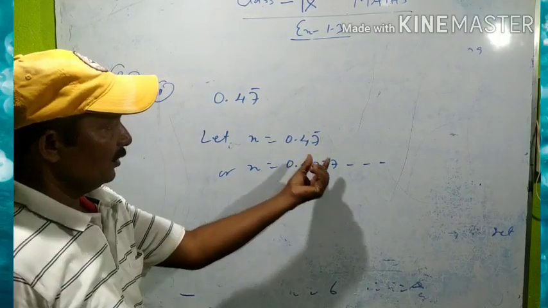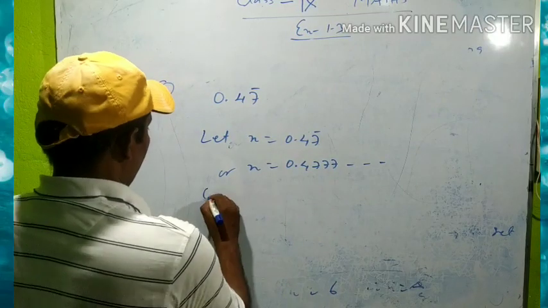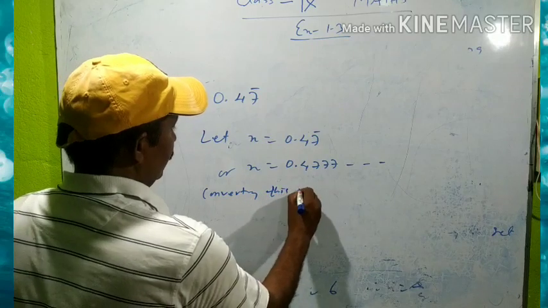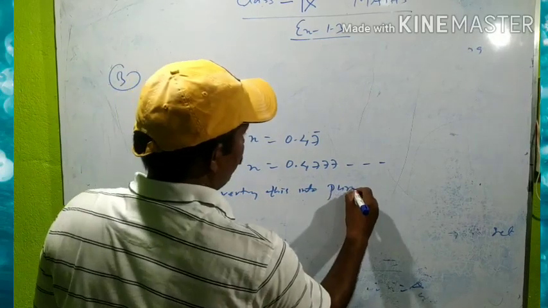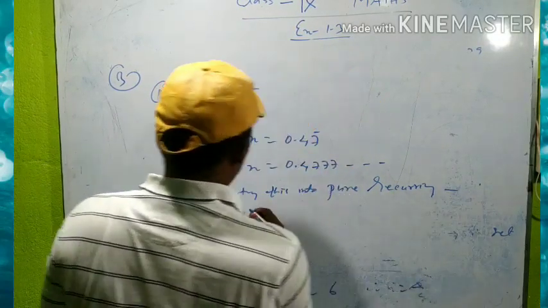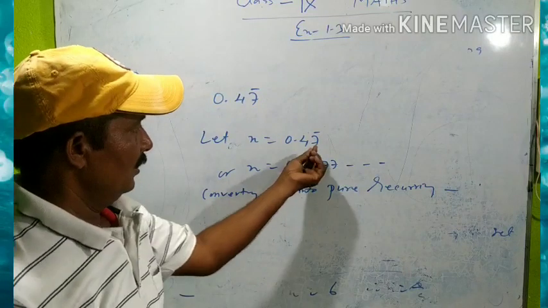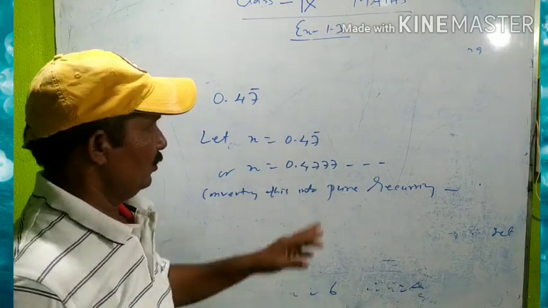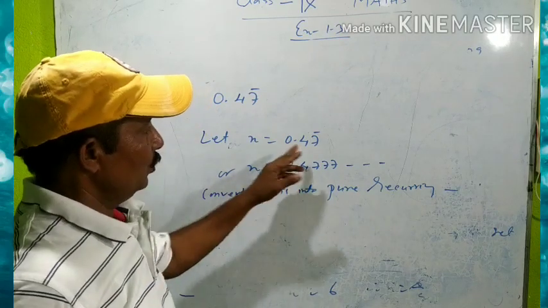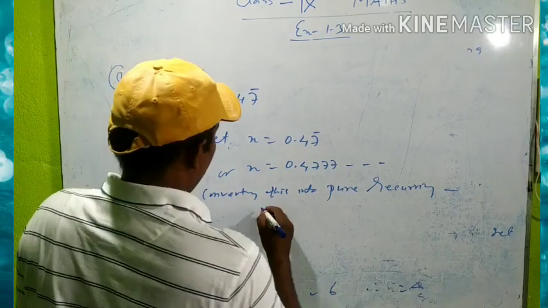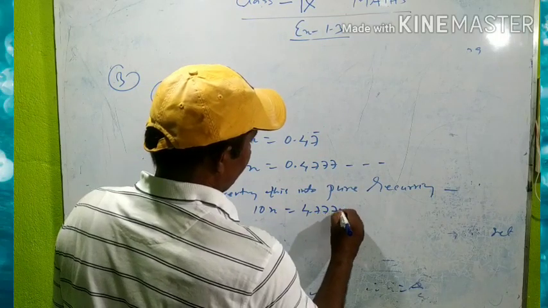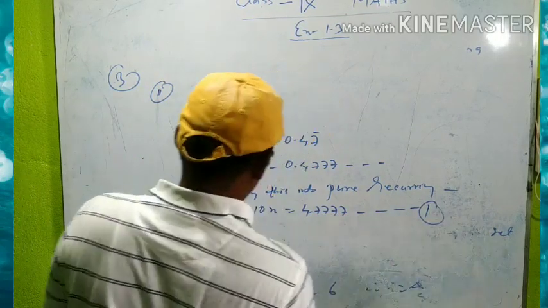And first of all you will convert this one into pure recurring. Converting into pure recurring means all decimal places should be repeating ones now. So one is non-repeating, you will try to bring this one to this side now. So you will multiply by 10. Means 10x is equal to 4.7777 like that. First equation.